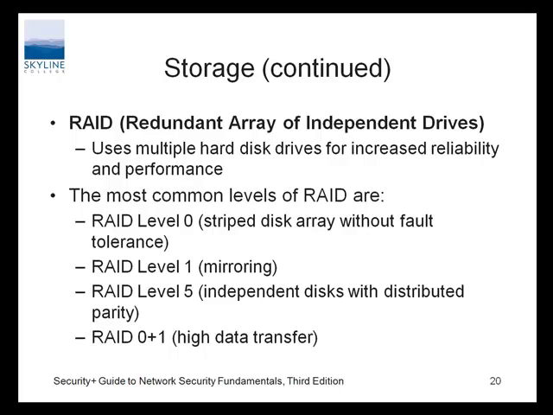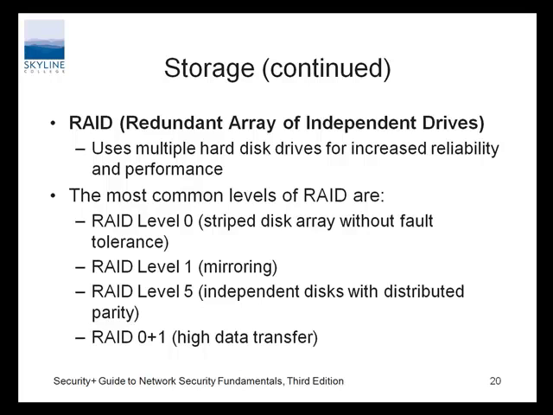RAID 1 is mirroring and duplexing. The only difference between them is how many controllers that you have. If we have 2 controllers, we have duplexing, so that if we lose one communication channel, we have a completely separate communication channel for the data. Mirroring, both disks use the same controller, so that if the controller goes out, then we lose both disks. What the mirroring presumes is that the disk is going to fail and not the controller.